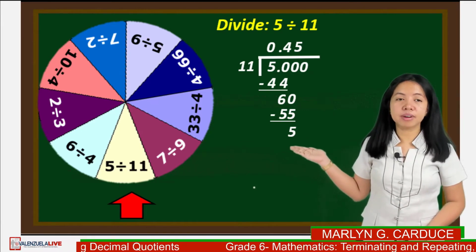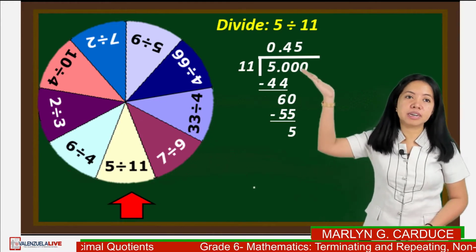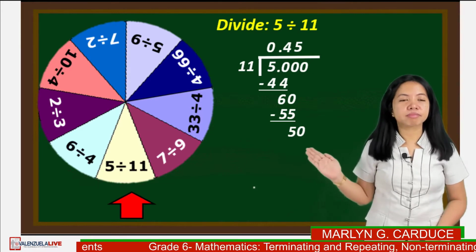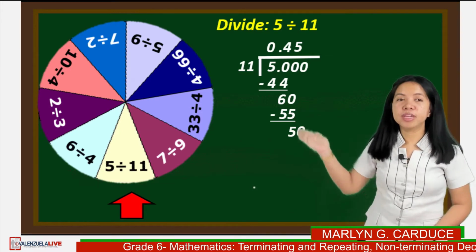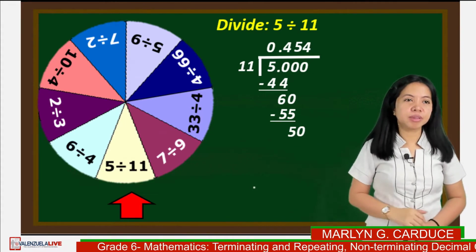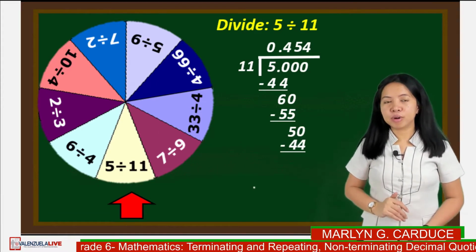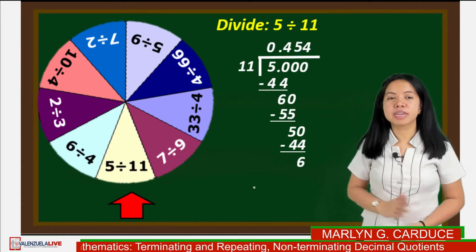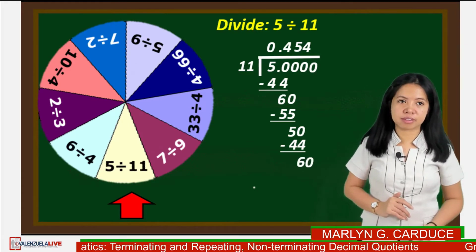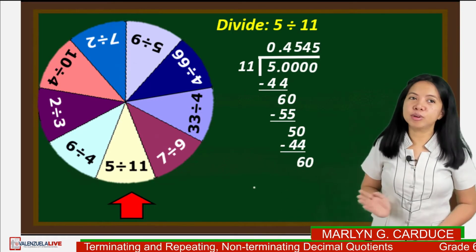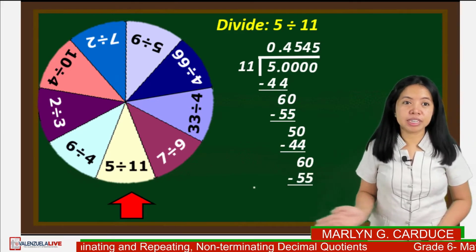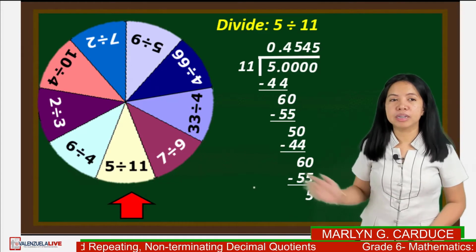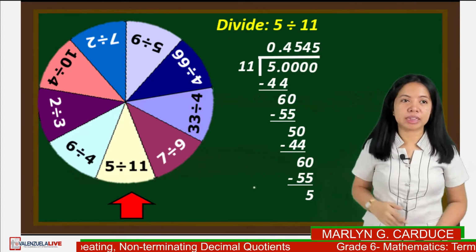Since we still have a remainder of 5, let's add another 0 in the dividend and then bring down. And then divide 50 by 11. So that will be 4. And 4 times 11 is 44. And when we subtract the numbers, the answer is 6. Okay, can you observe a pattern in our solution? So what do you think is the type of decimal we have in our quotient?